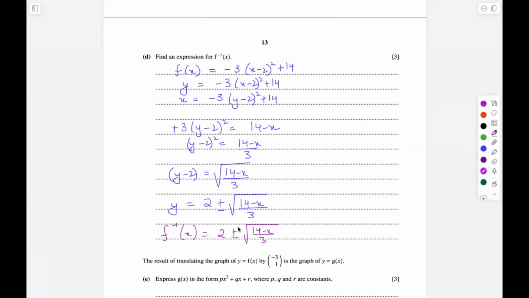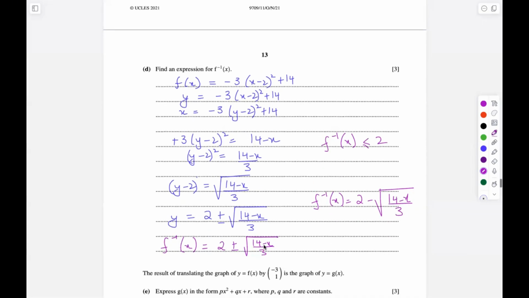So if we use a positive sign, 2 plus any number will be greater than 2. But as the range of f inverse has to be less than or equal to 2, we cannot take the plus sign. So the expression for f inverse of x will be equal to 2 minus square root of (14 minus x) upon 3.